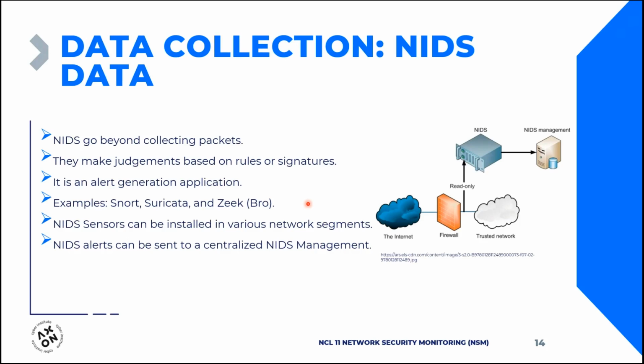There are different tools that perform network intrusion detection. Open source examples are Snort, Suricata, and Zeek. And you can install NIDS around the network. You can have something called sensors in every segment, and then the sensors aggregate all their data into one console or one NIDS management system.